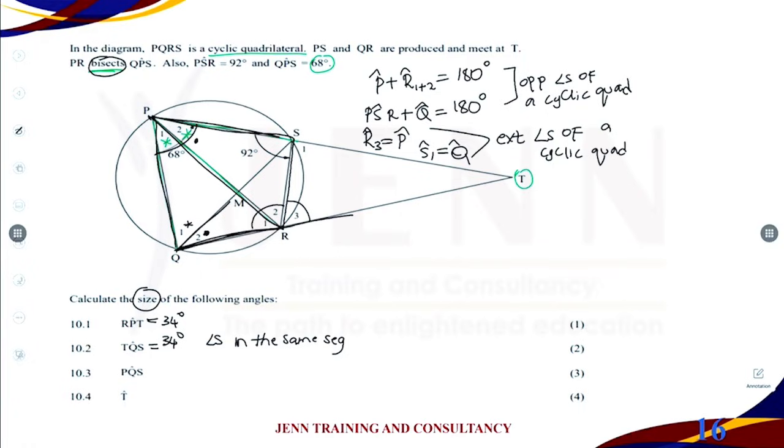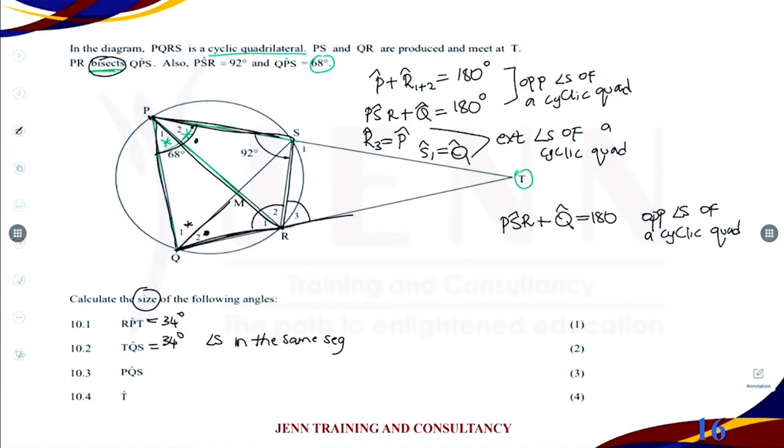Now, from your toolbox, you know that angle Q includes angle Q1 plus Q2. And what you know is that angle PSR plus angle Q is 180. So that is what you are going to use to answer this question. Remember, from your toolbox, angle PSR plus angle Q is 180. These are the opposite angles of a cyclic quad.